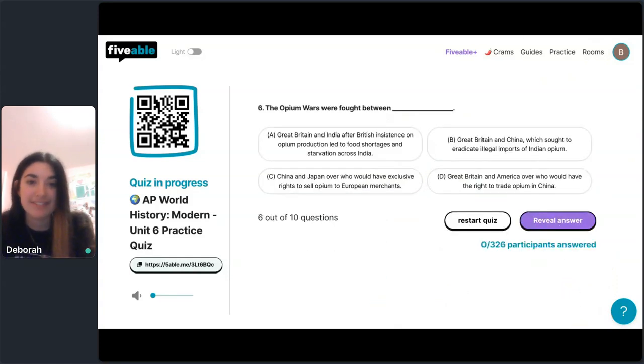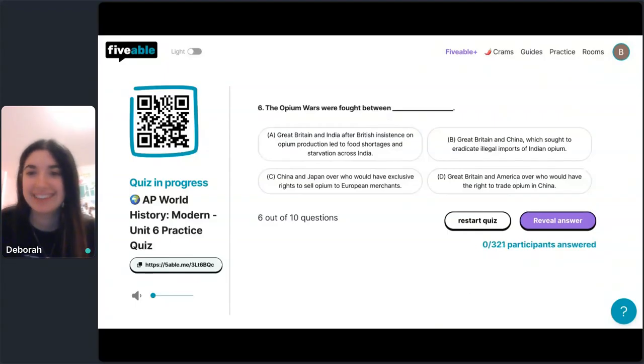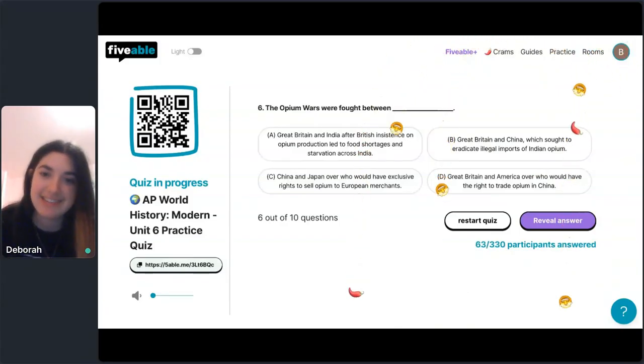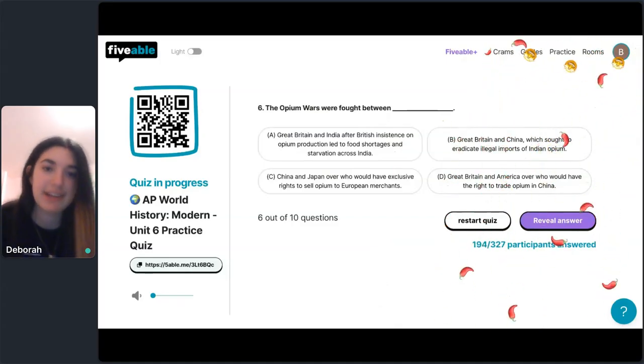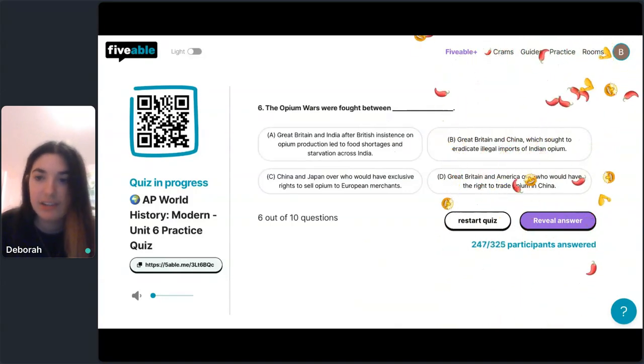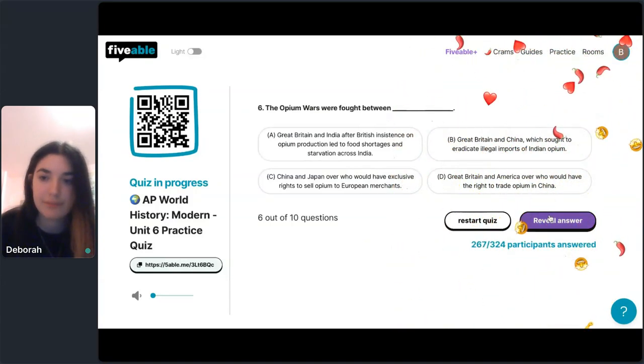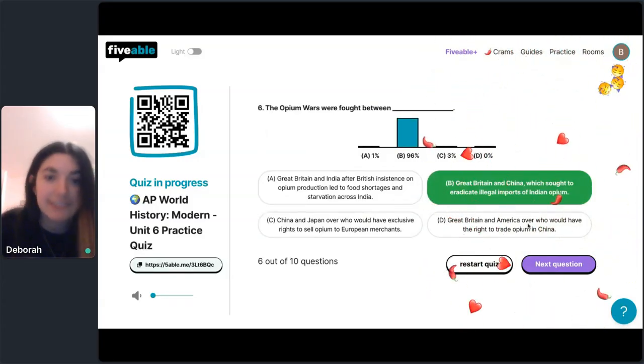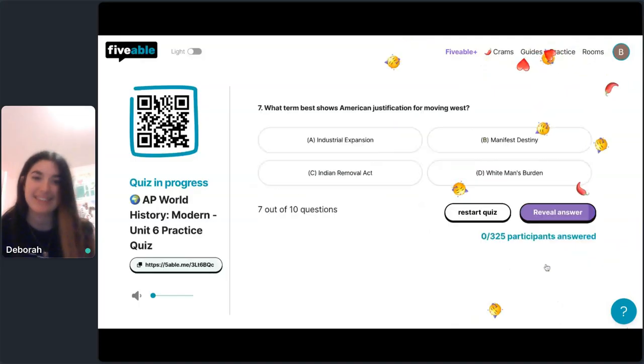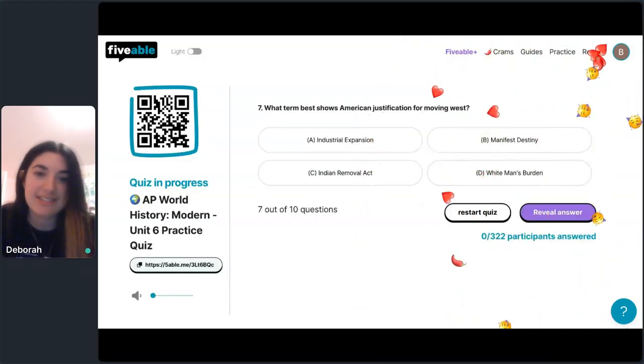Okay, let's see the next question. The Opium Wars were fought between, let's see who is listening, A, Great Britain and India after British insistence on opium production and food shortages and starvation across India? B, Great Britain and China, which sought to eradicate illegal imports of Indian opium? C, China and Japan over who would have exclusive rights to sell opium? Or D, Great Britain and America for rights to trade opium? All right, we got a good percent, 96. Very proud of you all. Thanks for listening in. Okay, which term best shows American justification for moving west? Industrial expansion, manifest destiny, Indian Removal Act, or white man's burden?